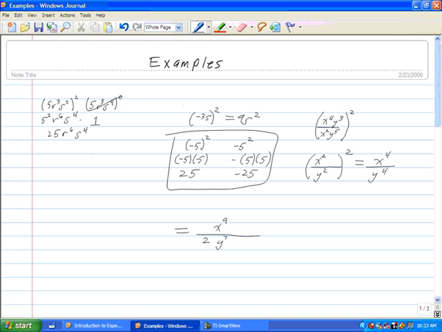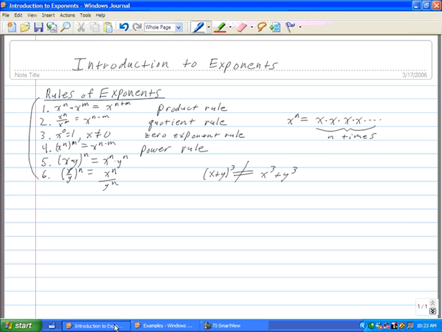Alright, so there are your basic rules of exponents and an example or two using each. These exponential rules are going to be added to, so just become familiar with these and start getting comfortable using these, and then we'll add to that shortly.